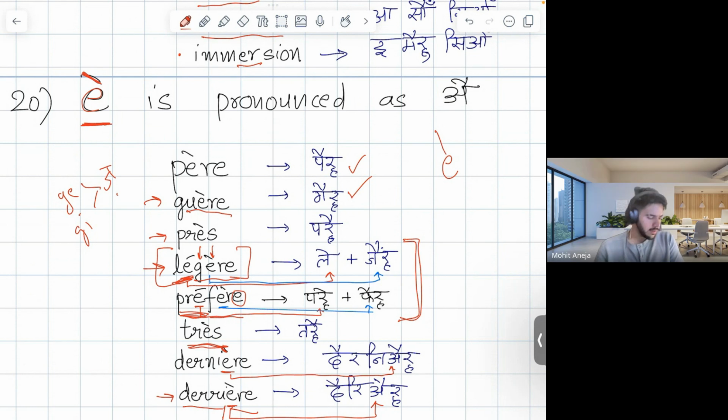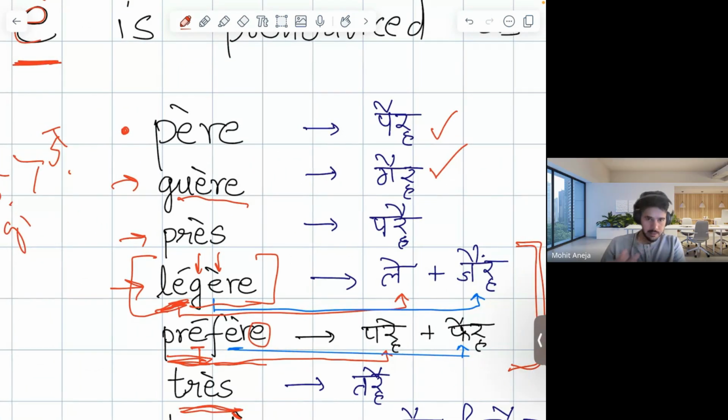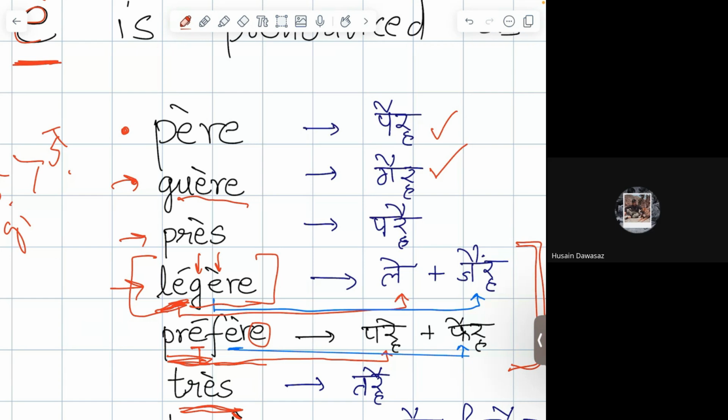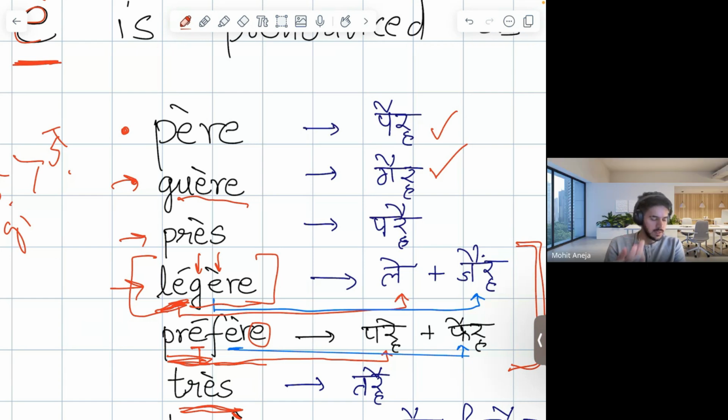Air. Yes. So the first sound, Kriti, can you say the sound? Pair. Yes, it's pair. Okay. The second one, Hussein, please say this for me. Fair. Guerre. Yes. Desika, please say this, the third one for me. Prêt. Yes, it's prêt.